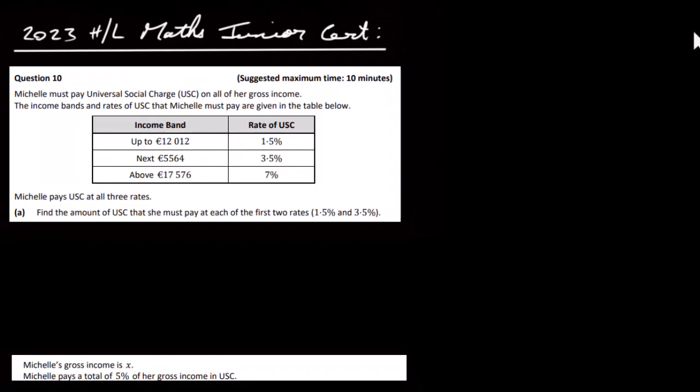Okay, so let's have a look at the 2023 Higher Level Maths Junior Cert paper, question 10. Michelle must pay Universal Social Charge (USC) on all her gross income. The income bands and rates of USC that Michelle must pay are given in the table. Michelle must pay USC at all three rates. Find the amount of USC that she must pay at each of the first two rates, 1.5 and 3.5%.